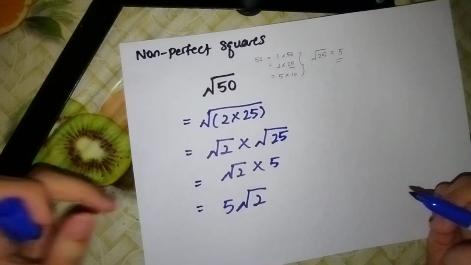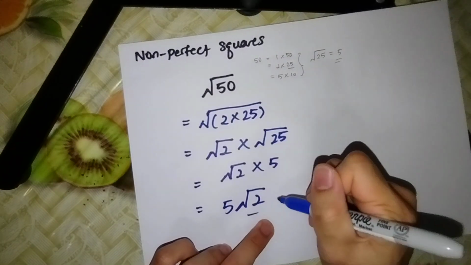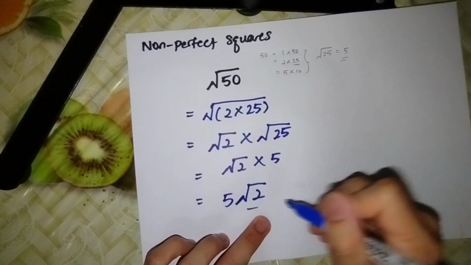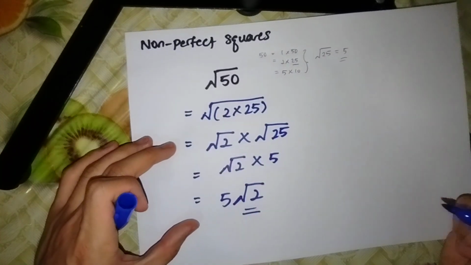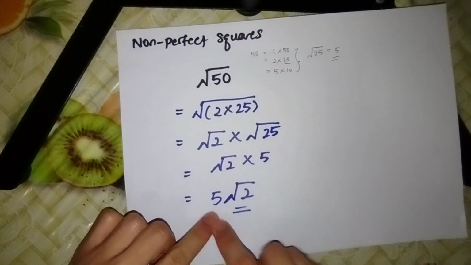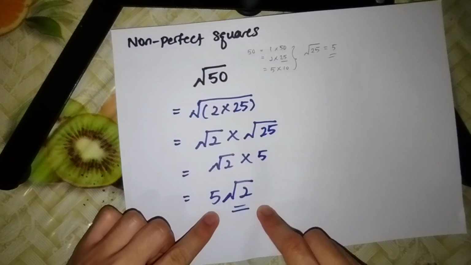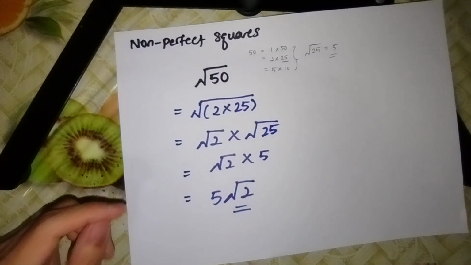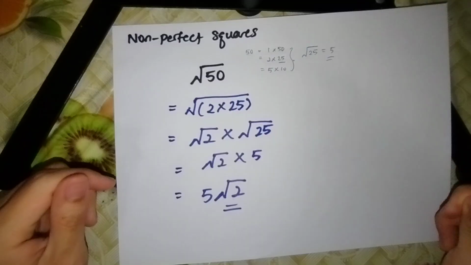This is an approximate number. You can calculate this by pushing the numbers into a calculator, and you can get a decimal form of this, or you can just leave the answer as 5 root 2. And that's how you simplify a non-perfect square into a whole number with a square root inside. This is one way to solve it.